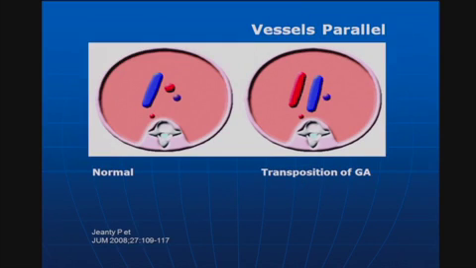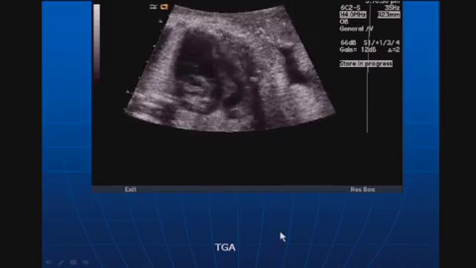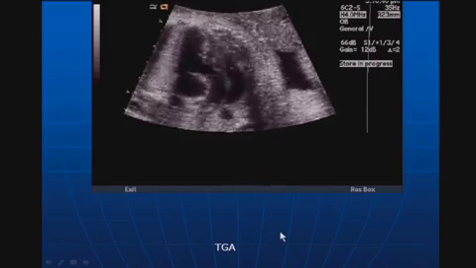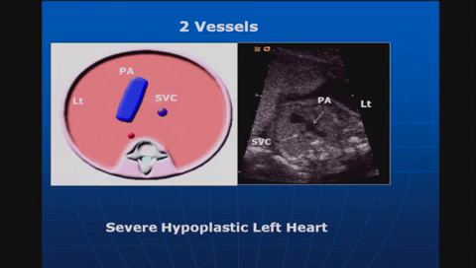Finally, vessels can be parallel, as we all know, either double outlet of the right ventricle or transposition. So this is just a case of transposition where the vessels are never identified to crisscross at all. Then finally, we can have two vessels, four vessels, all different sorts of combinations here. So if you look here, you see the pulmonary artery, you see the SVC. You don't know that's the SVC, but I'll show you it is. But we don't see the aorta, so severe hypoplastic left heart.